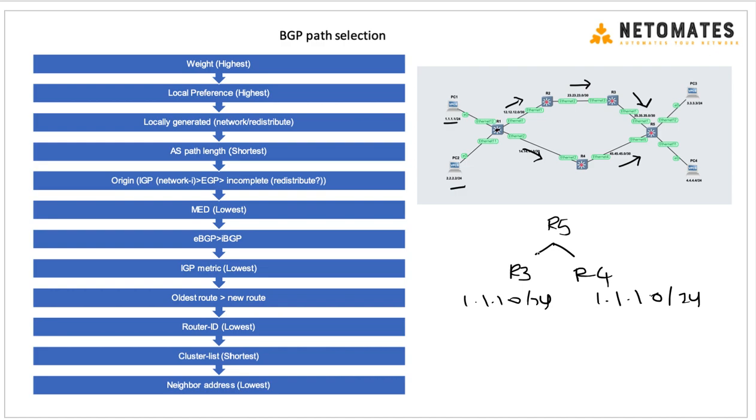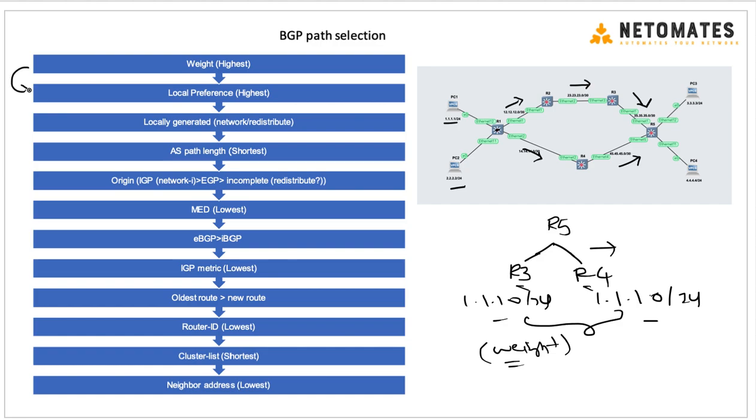So now R5 needs to decide which route it needs to prefer. So now BGP will go through the path selection process. This is the process it will go through. First it will check if any of the routes has any difference in the weight value. Okay. So if the administrator configures any weight associated to any of these routes, it will choose the route which has the highest value. If there is no weight configured or the configured weight is the same, then it will not become a tiebreaker to decide which one to choose.